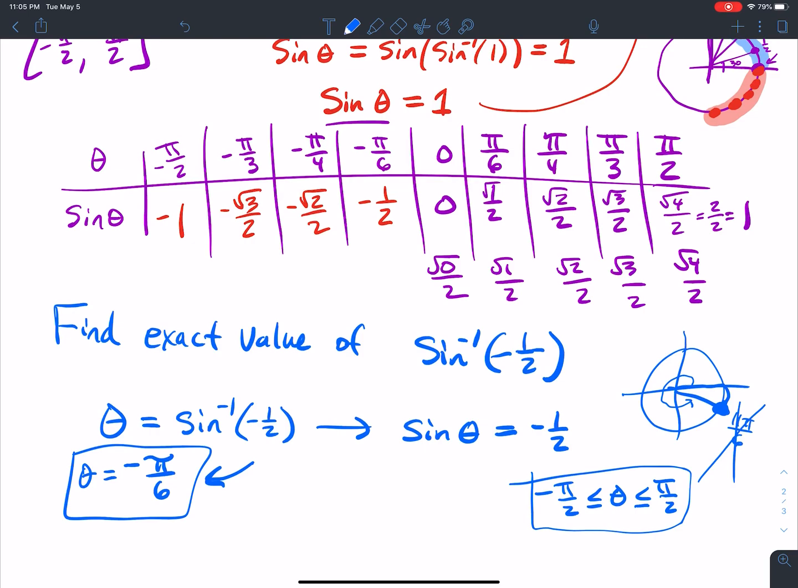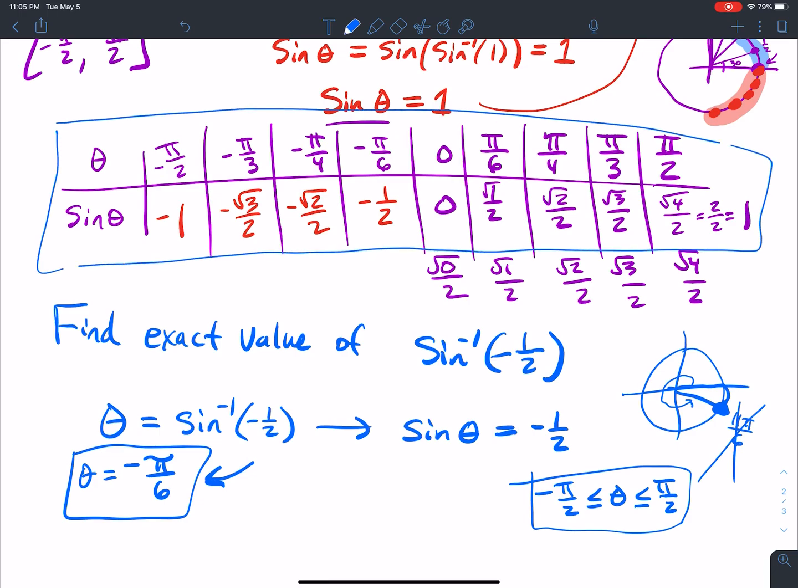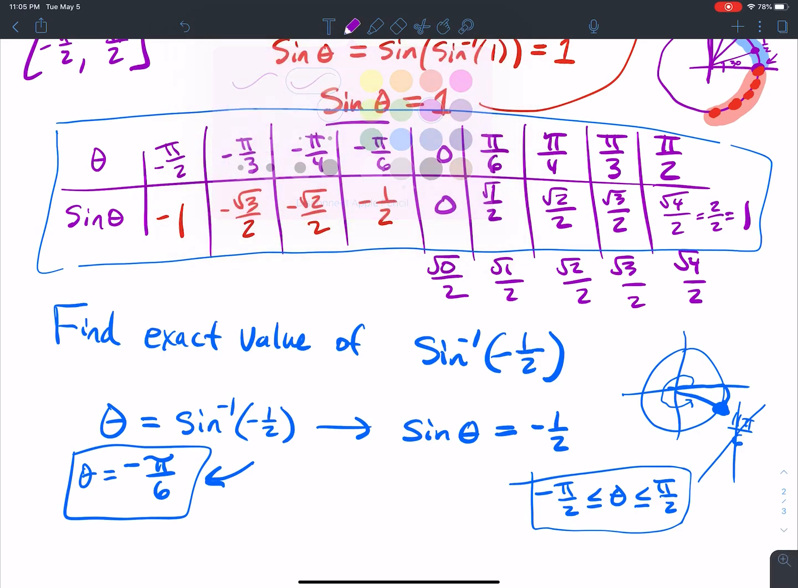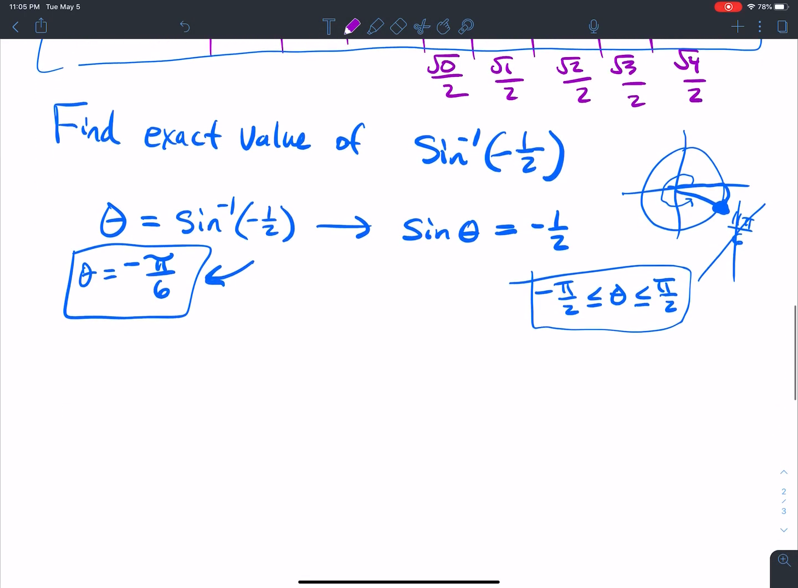So if you've got this table here, it sure does make life a lot easier to just be like, boom, there's the answer right there. Now say instead of finding the exact value, maybe you want to find an approximate value, because we have calculators for that stuff, right?